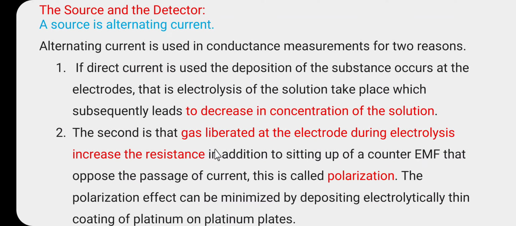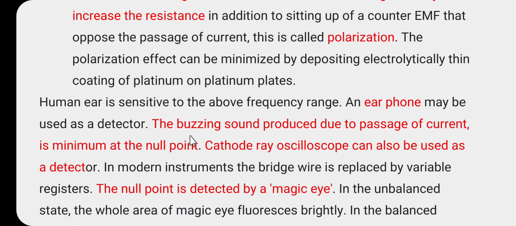So these are the two main reasons. Instead of direct current, alternating current is preferred for the measurement of the conductance or the resistance by using the conductivity meter or the conductometer. So here the source is the alternating current. Then let us consider the detector. Which detector is suitable for the conductometer? Here we can use three types of detector.